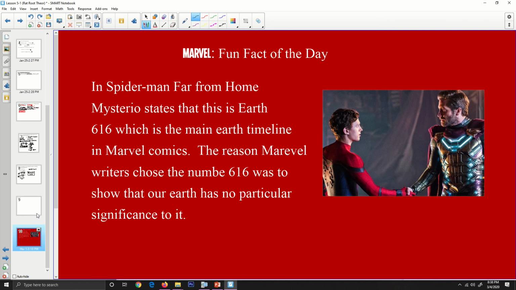The Marvel fun fact of the day: in Spider-Man: Far From Home, Mysterio states that his Earth is 616, which is the main Earth timeline in Marvel Comics. The reason Marvel writers chose the number 616 is to show that our Earth has no particular significance to it. They just wanted to show that any reality is just as valid.